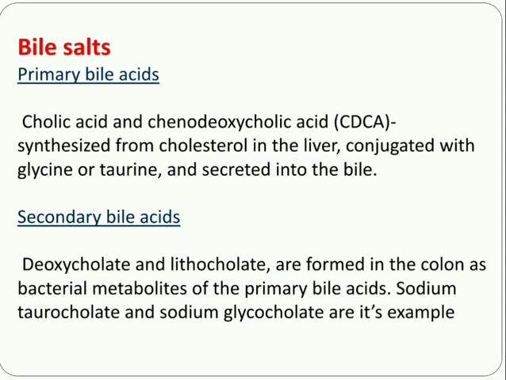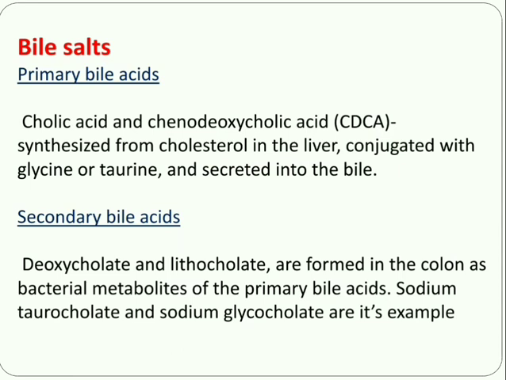Firstly, there are two kinds of bile acid from which bile salts are obtained: primary bile acid and secondary bile acid. Primary bile acids are cholic acid and chenodeoxycholic acid (CDCA), which are synthesized from cholesterol in the liver, conjugated with glycine or taurine, and then secreted into the bile.